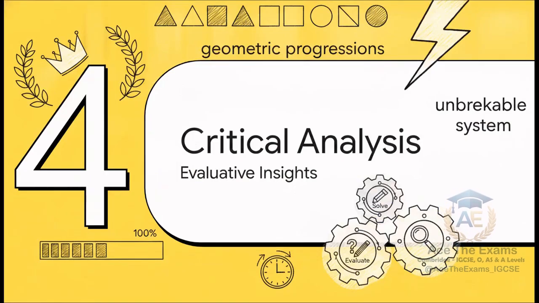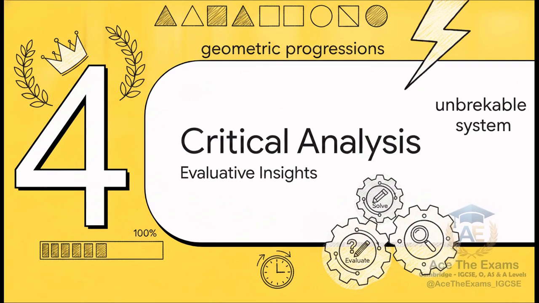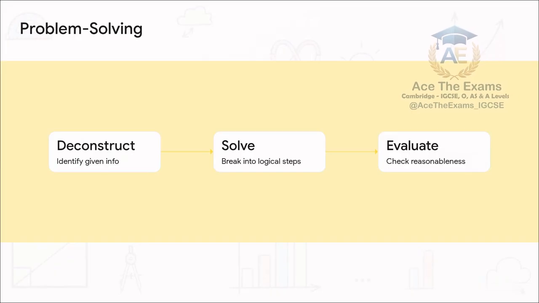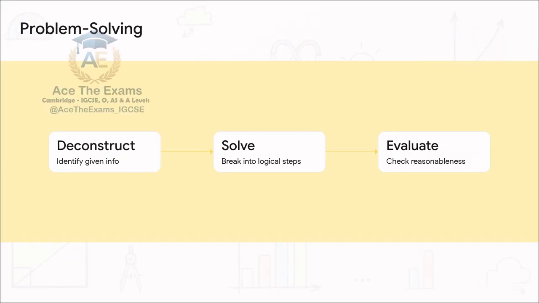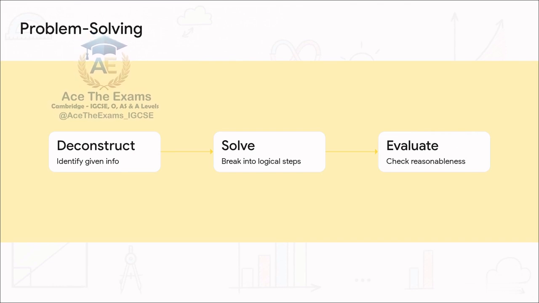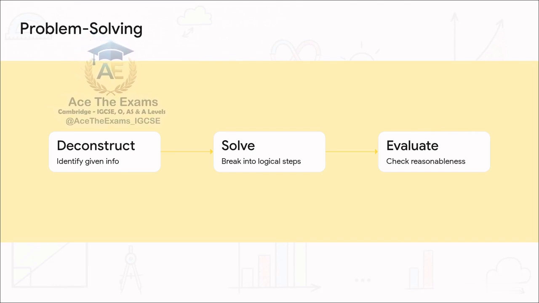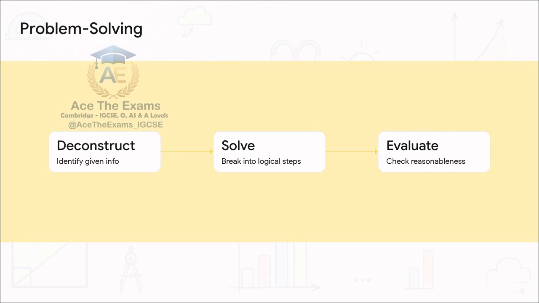Welcome to Section 4, Deconstruct, Solve, Evaluate Strategy. This is the ultimate framework required for conquering the higher-order assessment objectives in additional mathematics. This brings us to the beating heart of our system, the problem-solving triad. If you've been relying purely on instinct up until now, this is where you build an absolutely unbreakable system.